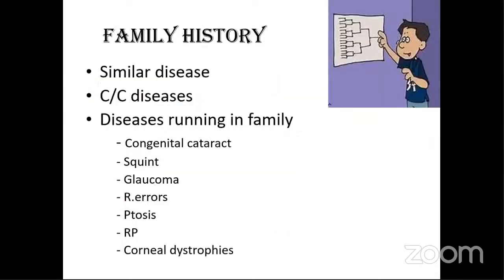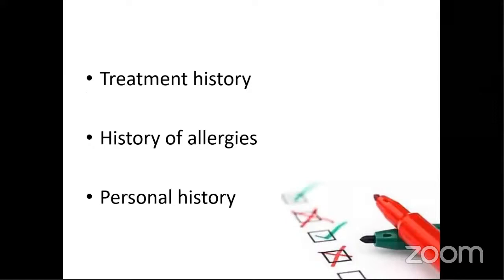Then coming to the family history, you have to ask about the history of similar disease, lifestyle diseases like diabetes, hypertension, and of course diseases running in family. Coming to the treatment history, it is very important. Suppose you are seeing a patient in casualty with a corneal ulcer, especially progressive corneal ulcer, you have to ask about history of putting some steroid eye drops. And systemic steroids are well known for causing a complicated cataract as well as the CSR.